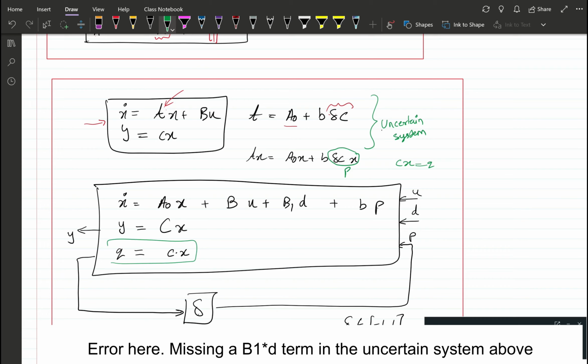So Q is Cx, that is going through delta and coming back as P and then multiplying BC. If we substitute for P Cx, delta Cx, we get P delta Cx here, and that can be added to this term to get A0 plus B delta C times x, which is an uncertain system. So we've represented our uncertain system as a feedback loop, where the uncertainty is now pulled out in this delta, which is just a real number between -1 and 1.